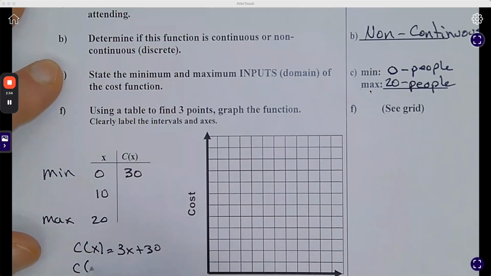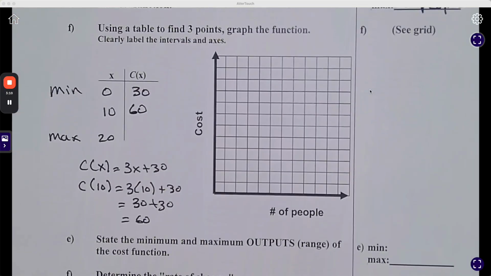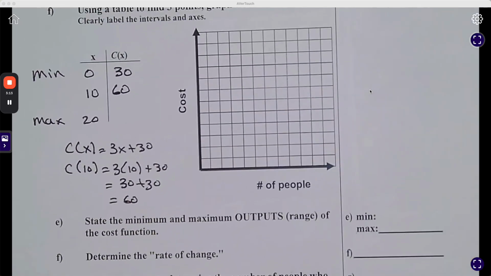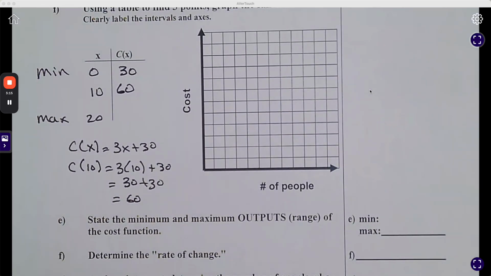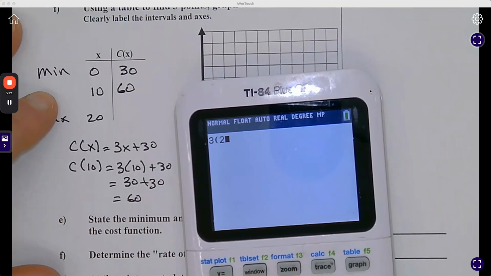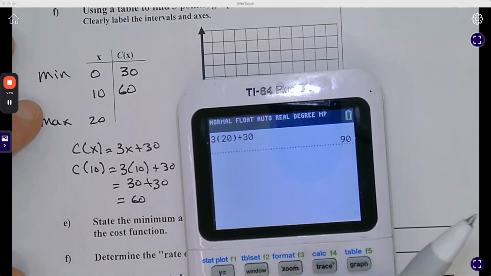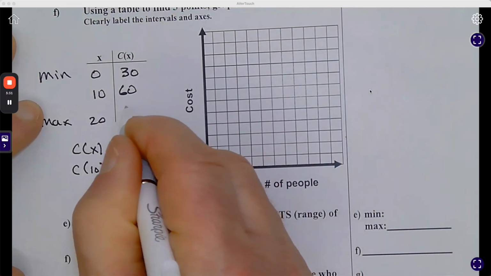Well, what about 10 people? Well, now if 10 people showed up, it's going to be 3 times 10 because $3 per person. So that's $30 for the people plus $30 for the cake. Now if I do 20 of those people, then I'm going to say 3 times 20 because I'm inputting 20 into the function, right? I'm putting 20 in for the number of people, x, plus 30. That's $90. Okay, that's not bad.